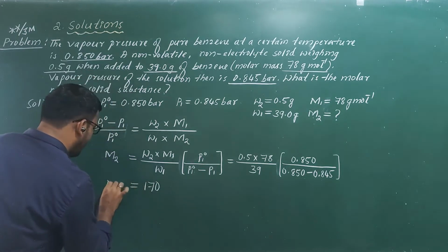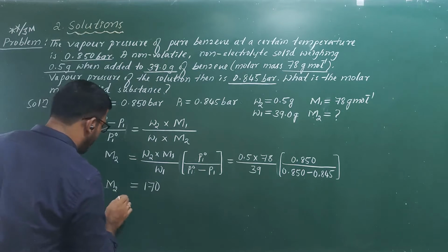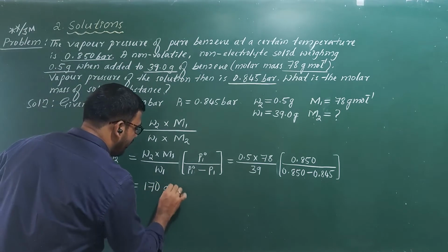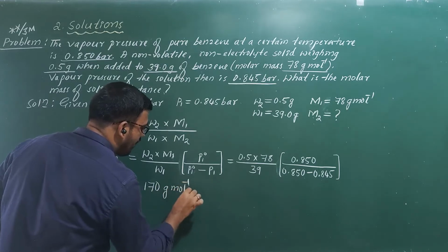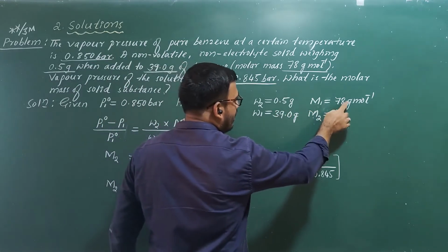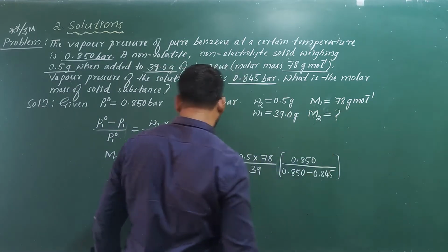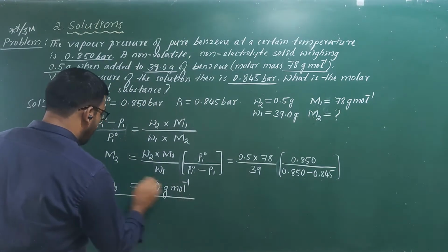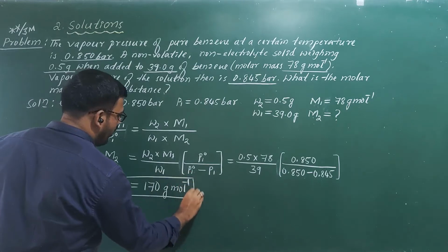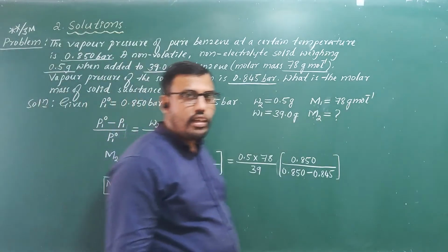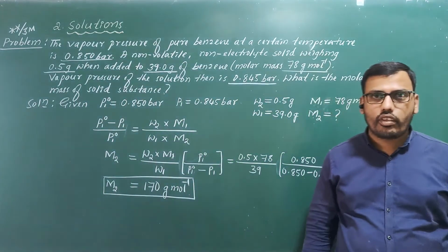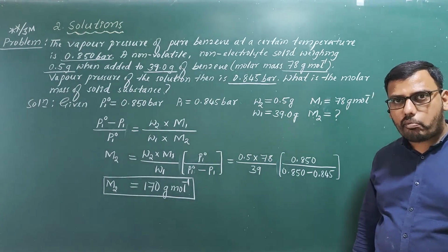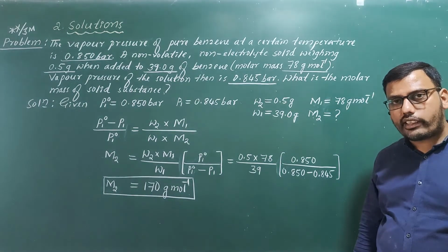So what is the unit of molar mass? The unit is very important. Without the unit, 1 mark will be deducted. So 170, the unit of molar mass is gram per mole. You can see here it is given that molar mass is in gram per mole, so that's why you will get the M2 value in gram per mole. Like that we can expect a 3-mark problem on relative lowering of vapor pressure. Hope it is understood.